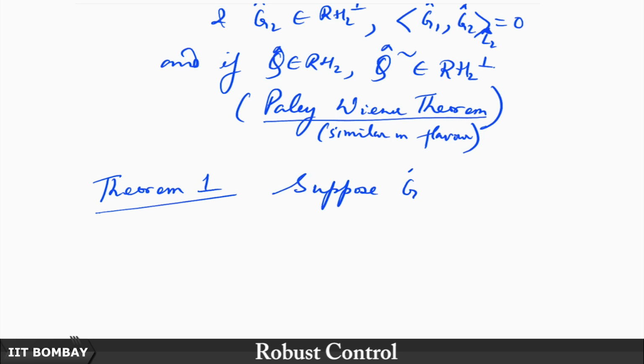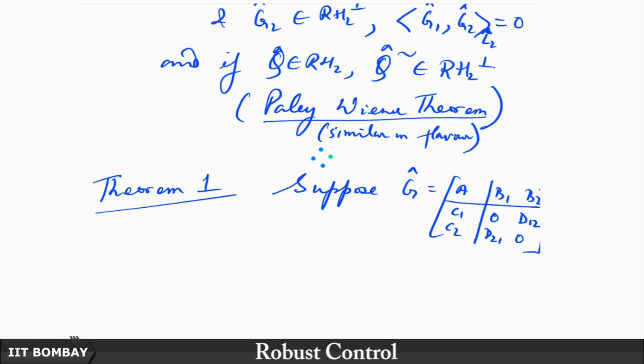Suppose you have G hat given by the packed matrix notation A, B1, B2, C1, C2, 0, D12, D21, 0. So, the well-posedness, revisit, again we had discussed this earlier, the well-posedness of this sort of a system with a D matrix given like so is basically guaranteed.